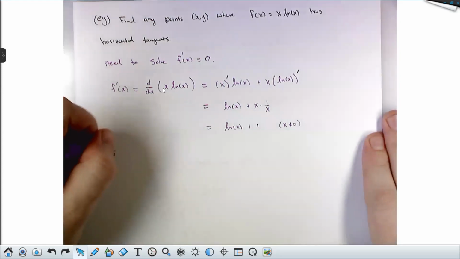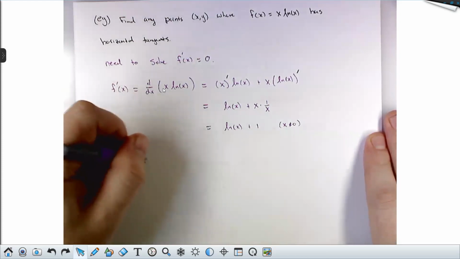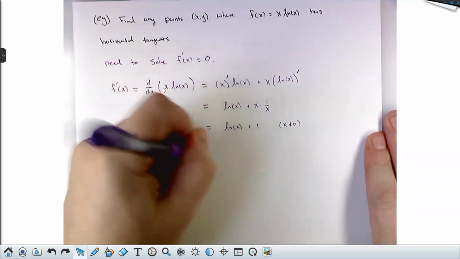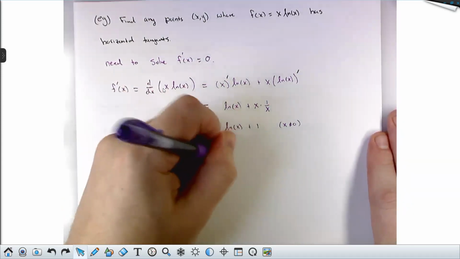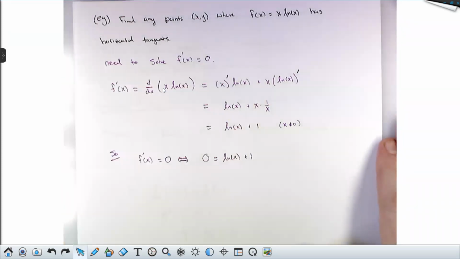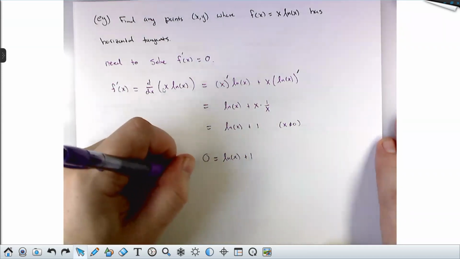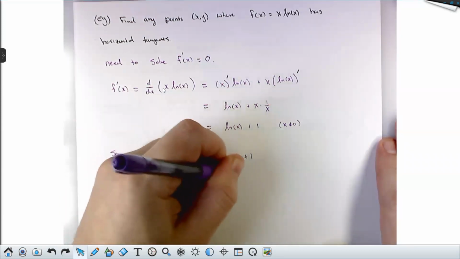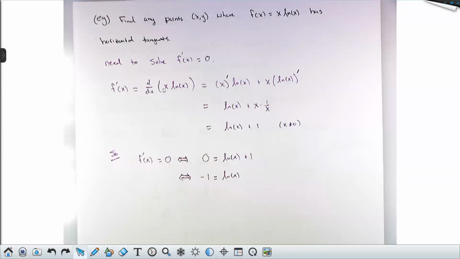So f prime of x is equal to 0 if and only if 0 is equal to the ln of x plus 1. And I can subtract 1 from both sides. I get negative 1 is equal to the ln of x. Now, how do you solve an equation like this, where the variable is stuck inside a logarithm? Who remembers this from the skills test?